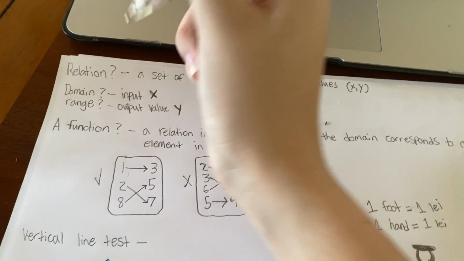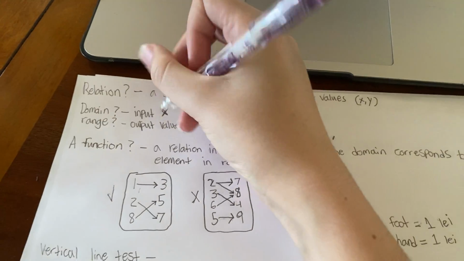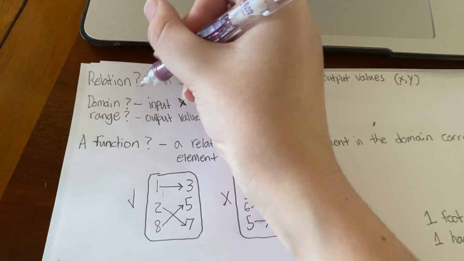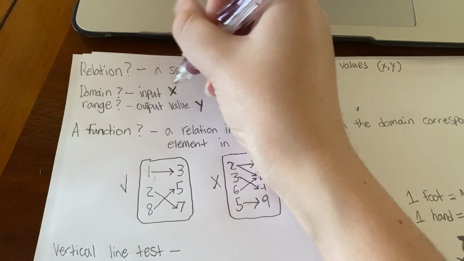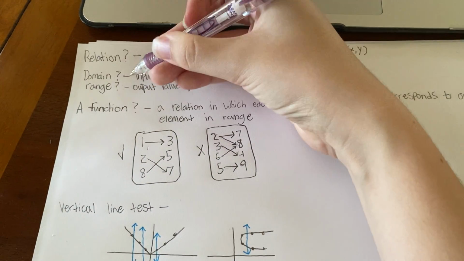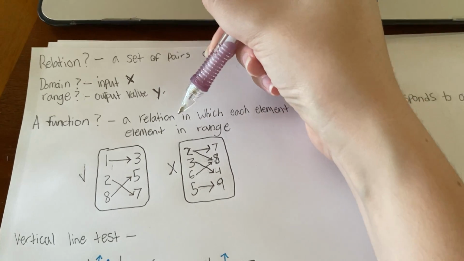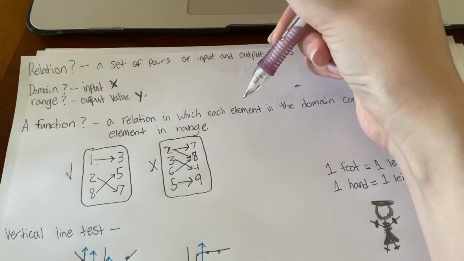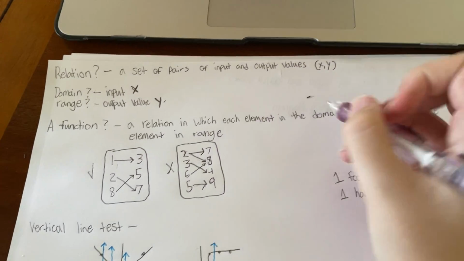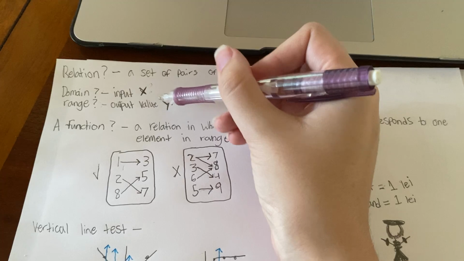They use the words input and output value a lot, but they're normally going to say domain and range. Your domain is going to be your input value, and your range is going to be your output value. So this is going to be very helpful in the future for what the next question is. What is a function? A function is a relation in which each element in the domain corresponds to one element in range. So, like I said, a domain is your x value and your range is your y values.